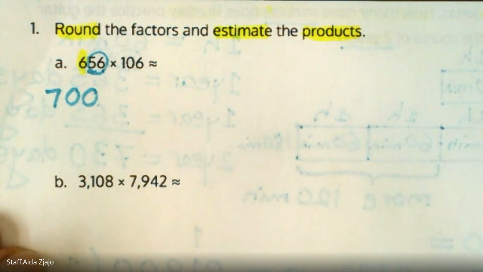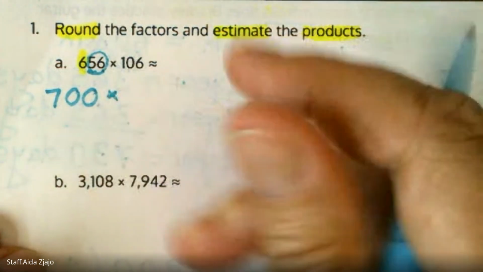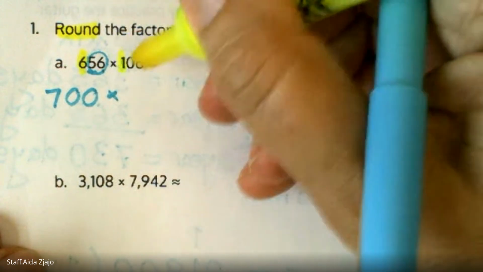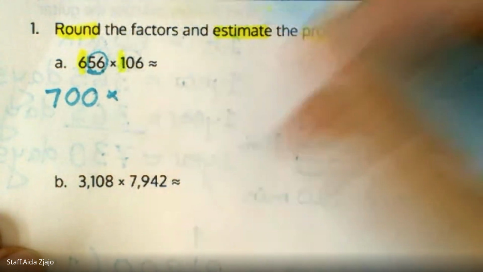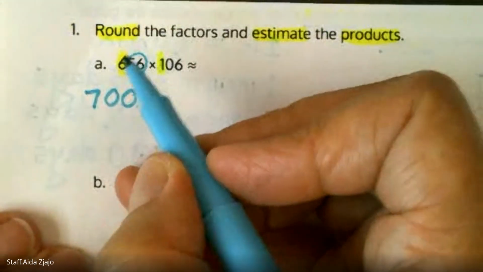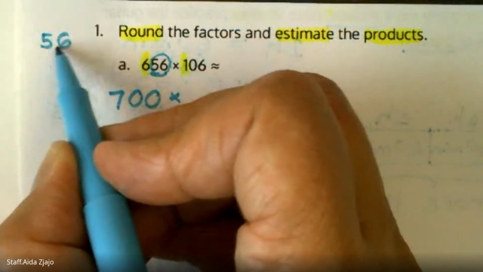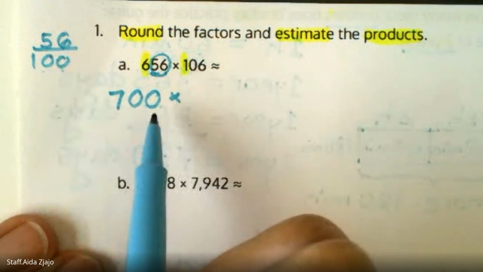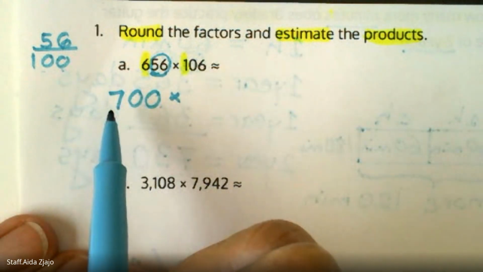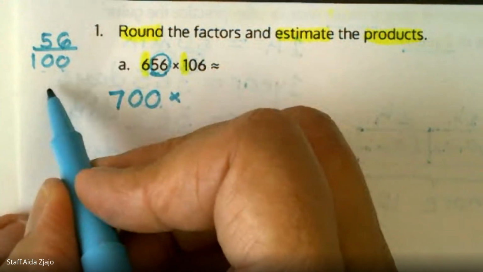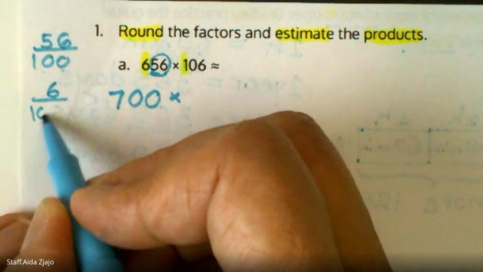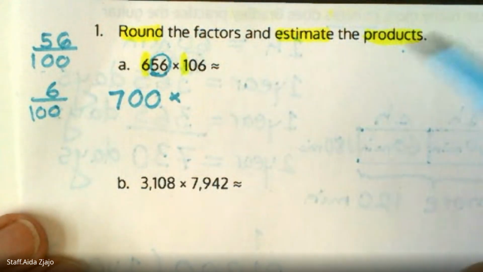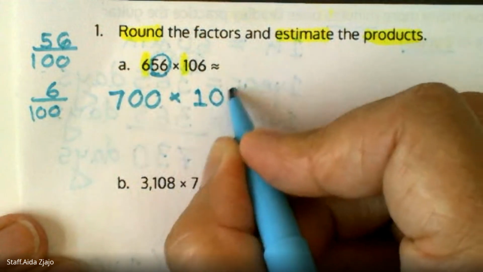Okay, so next is 106. So you only have a 100 and you have only 6 more pieces out of the next 100. If this can help you, I usually think: 56 out of 100 you have, so you have more than a half of 100, so you can round up one more 100, so it becomes 7. But if you have here only 6 out of the next 100, you can't pretend that you have a new 100 if you only have 6. So this has to stay 100.